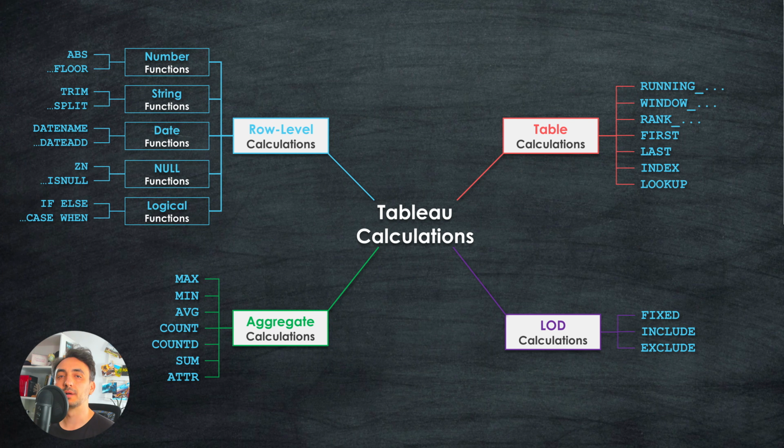Alright everyone, so now we're going to talk about the last type of calculations that we have in Tableau, the table calculations. And here we have different functions like the running, window, rank, first, last, index, lookup. We're going to talk about all those functions in this tutorial. So as usual, first we're going to understand the concept behind the table calculations, then we're going to go back to Tableau in order to start practicing. So let's go.